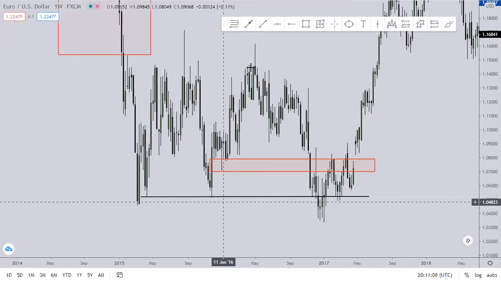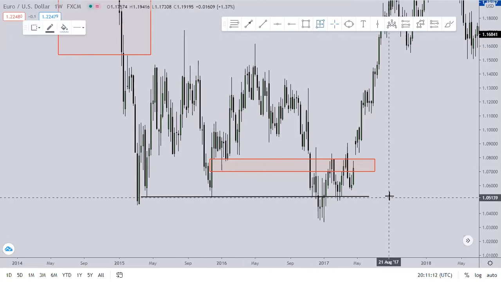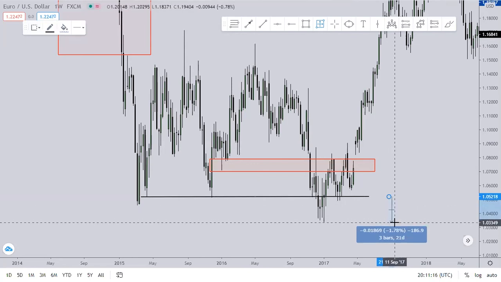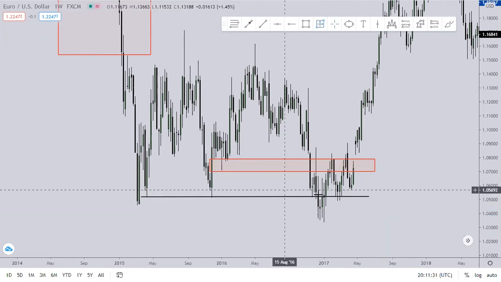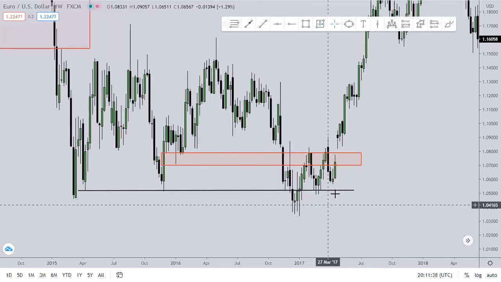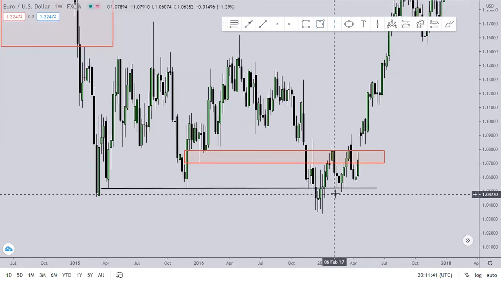So anybody that sold on this line, there's a weekly time frame, if they were still holding on to their trades, would have had a 184 pip drawdown. Most traders will be out by then because that is too significant. So anybody that bought here would have their stop loss taken out. And very few traders will hold a trade for a 184 pip drawdown.